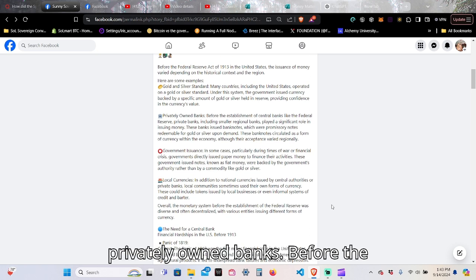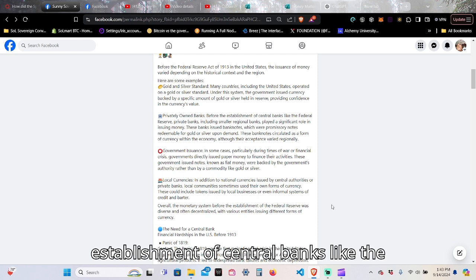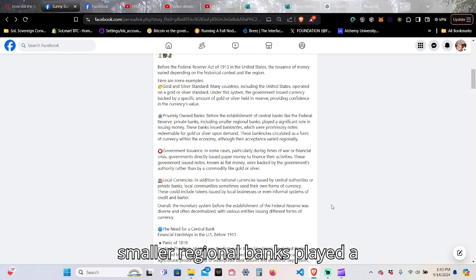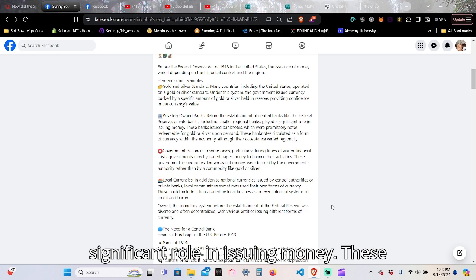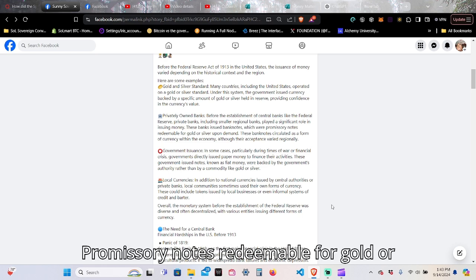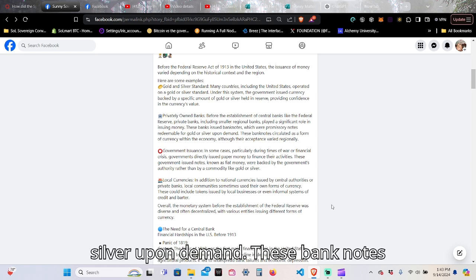We also have privately owned banks. Before the establishment of central banks like the Federal Reserve, private banks, including smaller regional banks, played a significant role in issuing money. These banks issued banknotes, which were promissory notes redeemable for gold or silver upon demand.